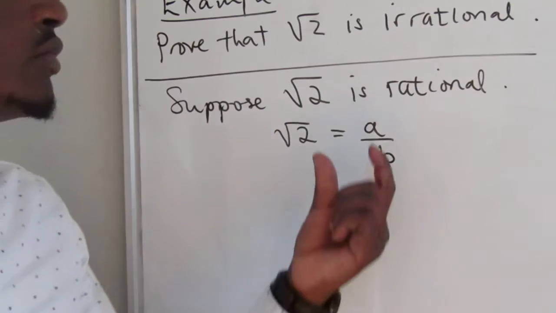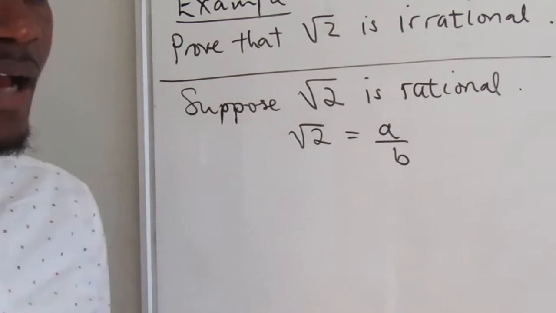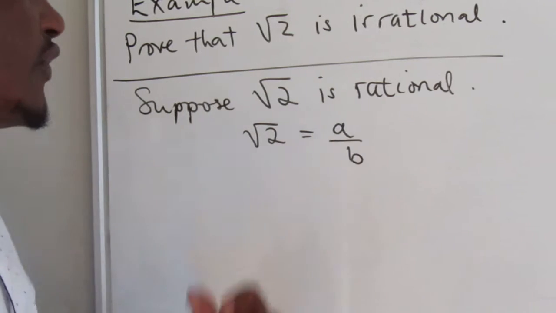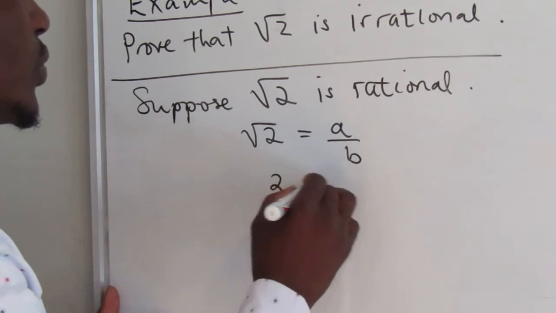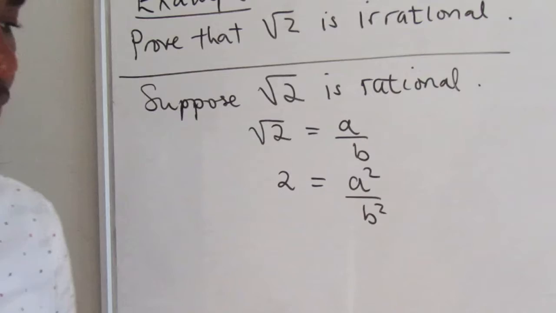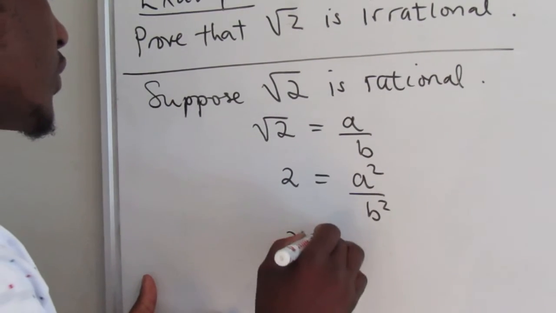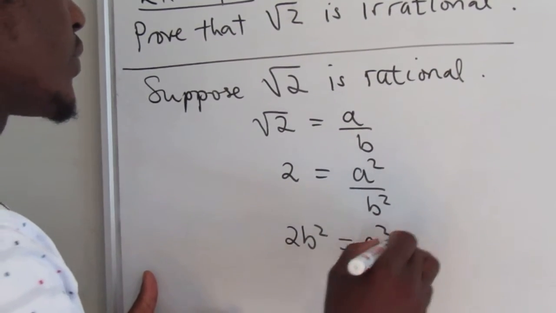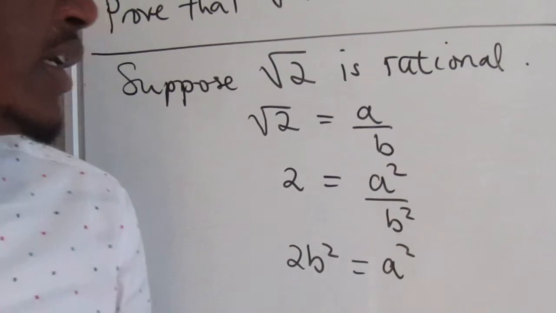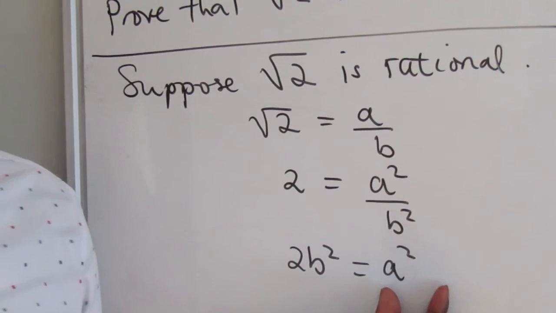We have assumed that square root of 2 is a rational number. Right, from this stage, if we square both sides, we can get that 2 is equivalent to a squared over b squared. If we multiply both sides by b squared, we can get that 2b squared is equivalent to a squared.